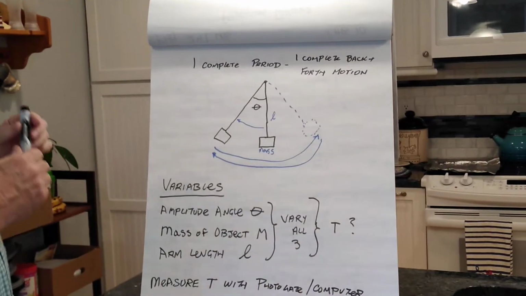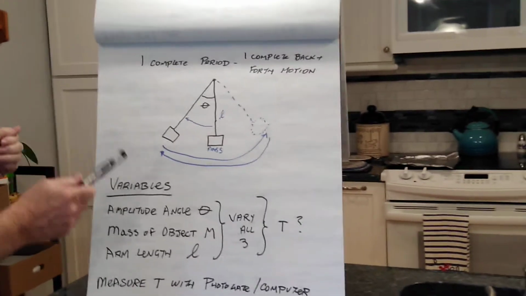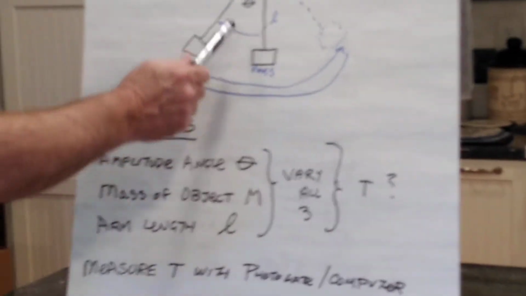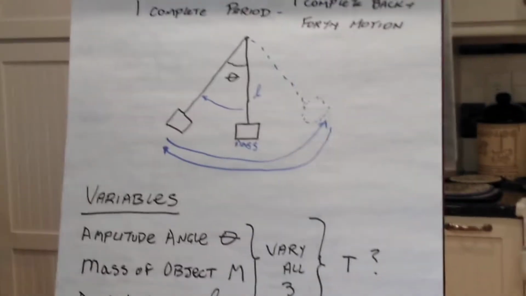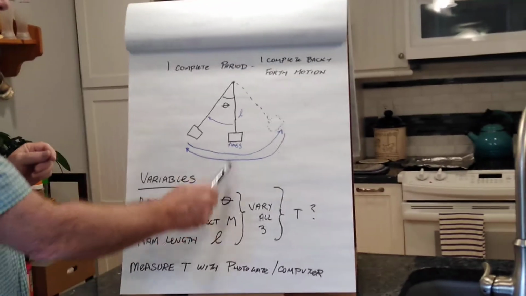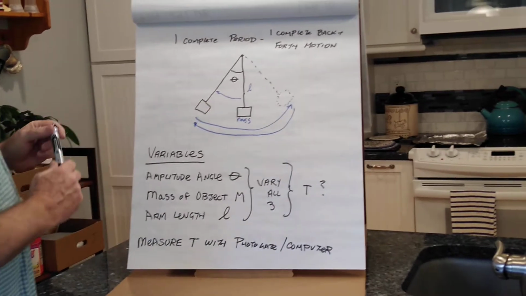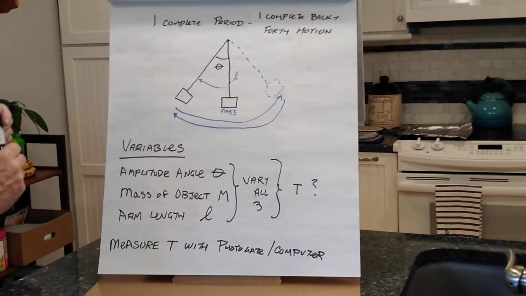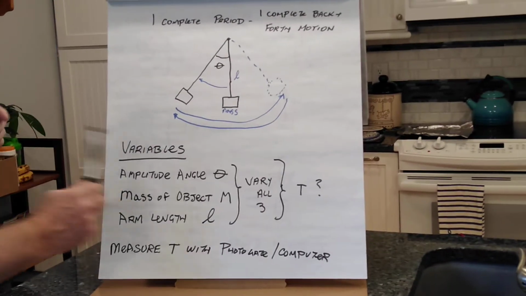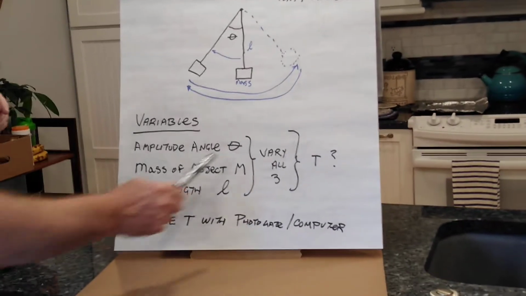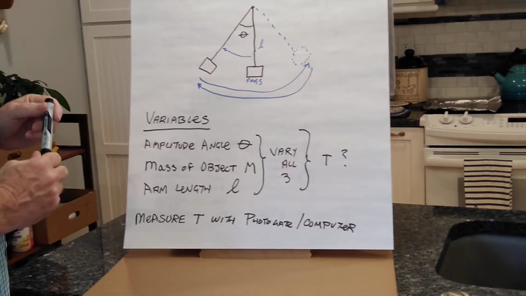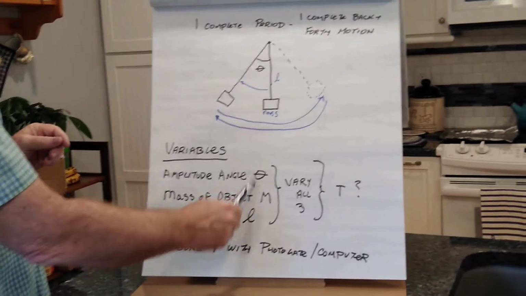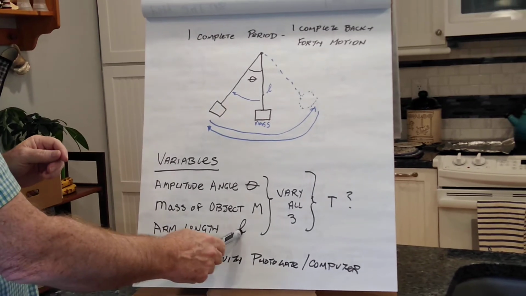Now, in working with this lab, there are going to be a few variables. The variables are going to be the amplitude angle theta, how far we pull it back, the mass of the object m, how much it weighs, and the arm length L, how long an arm the pendulum has. And we can vary all three of these and find out what's the effect on the period. Does amplitude angle affect the period? Does the mass of the object affect the period? Does the arm length affect the period?